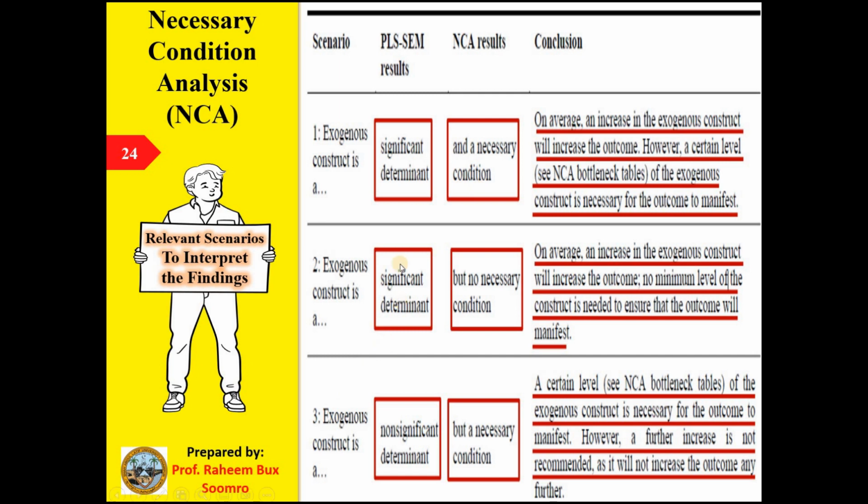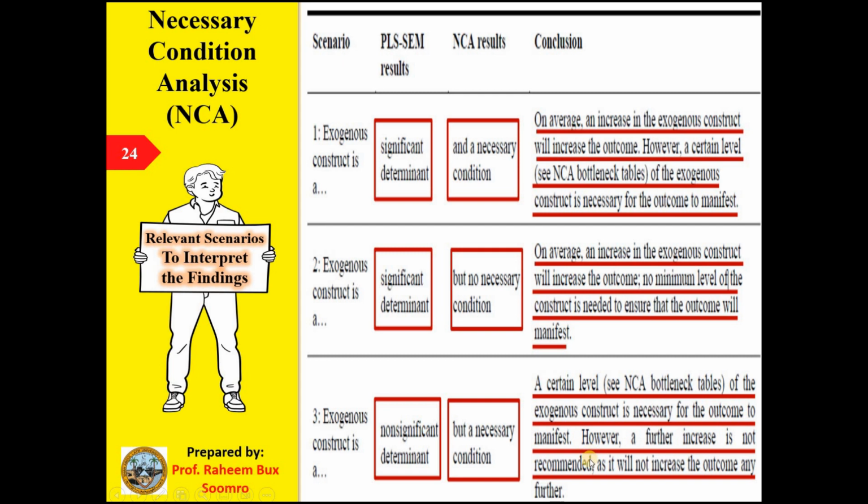Now the second scenario. Let me say PLS-SEM is determined significant, but the condition is not a necessary condition in this regard. So on average, an increase in the exogenous construct will increase the outcome, same thing as before, but no minimum level of the construct is needed to ensure the outcome will manifest. Because in this regard, the bottleneck table is not applicable. The third scenario is that our exogenous construct is a non-significant determinant, but the condition is necessary at this level. A certain level of the exogenous construct is necessary for the outcome to manifest.